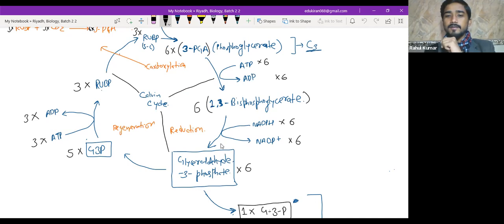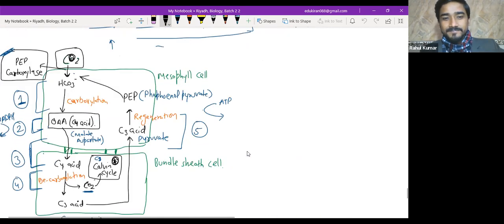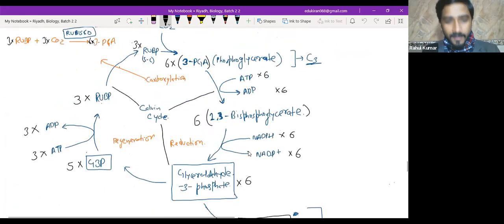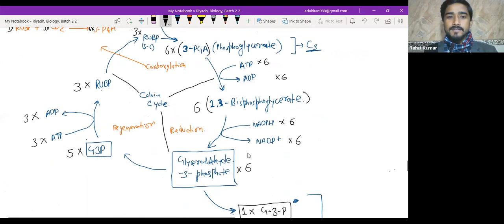Did you learn anything at all? Yes, I'm sure you must have learned something. You there, Abhinav? Abhinav, are you petrified, scared? Where is he? Okay, so by the time Abhinav is gathering some courage, let me just revise for you a brief recap of the Calvin cycle.